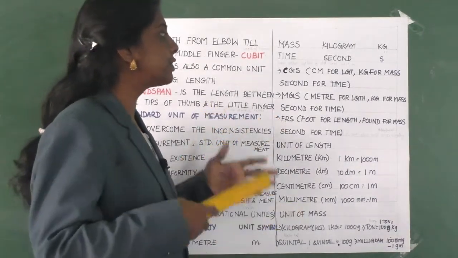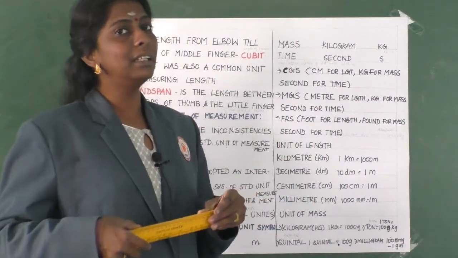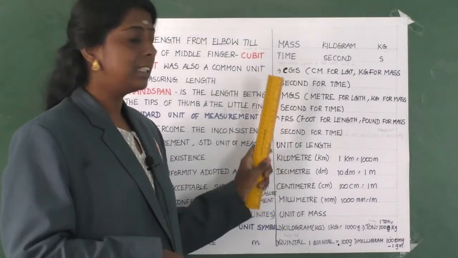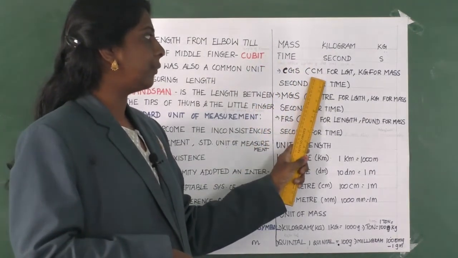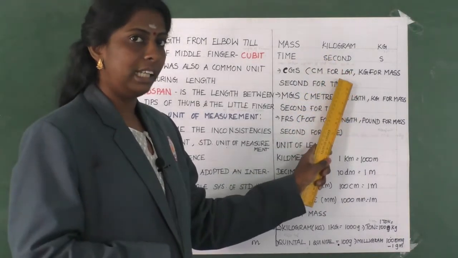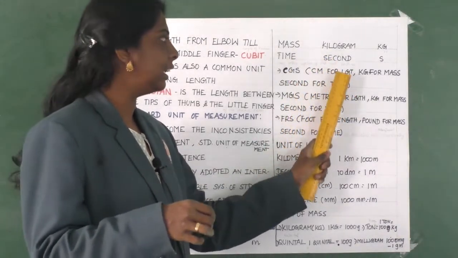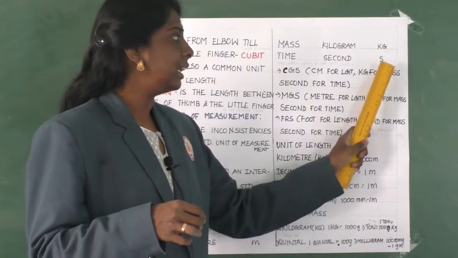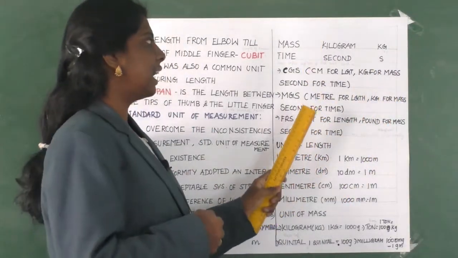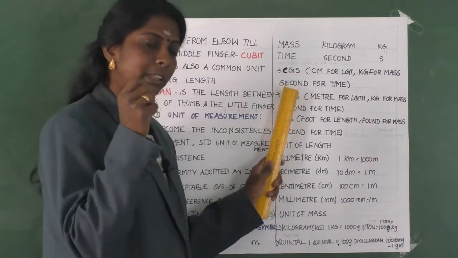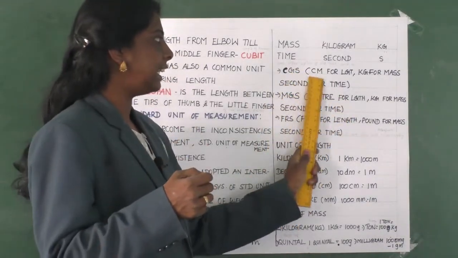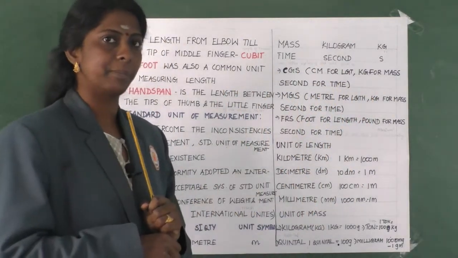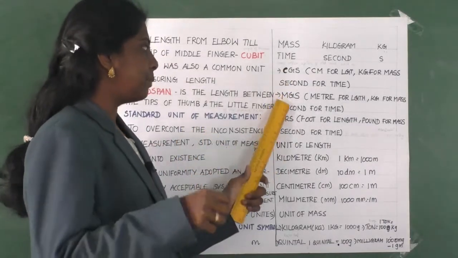Then some other systems of standard units are also there. For example, the first type is CGS. The C stands for centimeter; they use the centimeter for measuring length. Then g for gram; they use the gram for measuring mass. And then second they use to measure time. So C, G, S, that is the CGS system. Clear? Yes.